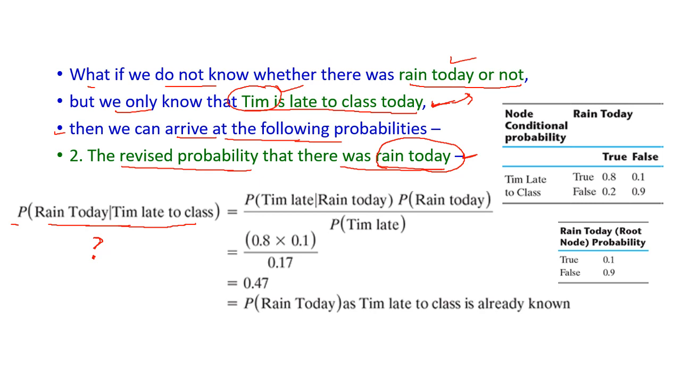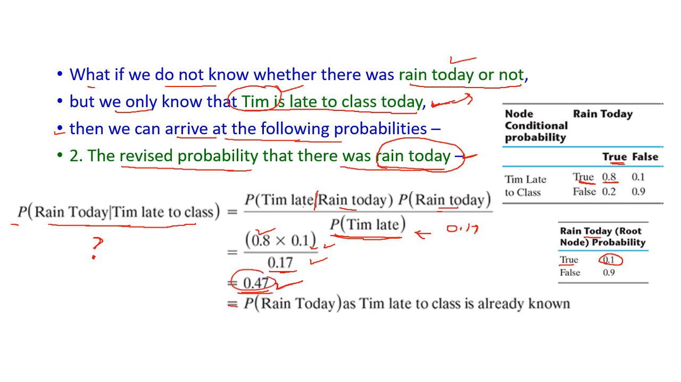Which is equal to probability of Tim late with respect to rain today times probability of rain today, divided by probability of Tim late. Tim late, just now we computed, the value is 0.17. Tim is late to the class is true, rain today is also true, the value is 0.8. And probability of rain today is true, the value is 0.1. The probability of Tim late is 0.17. So the value is 0.47.